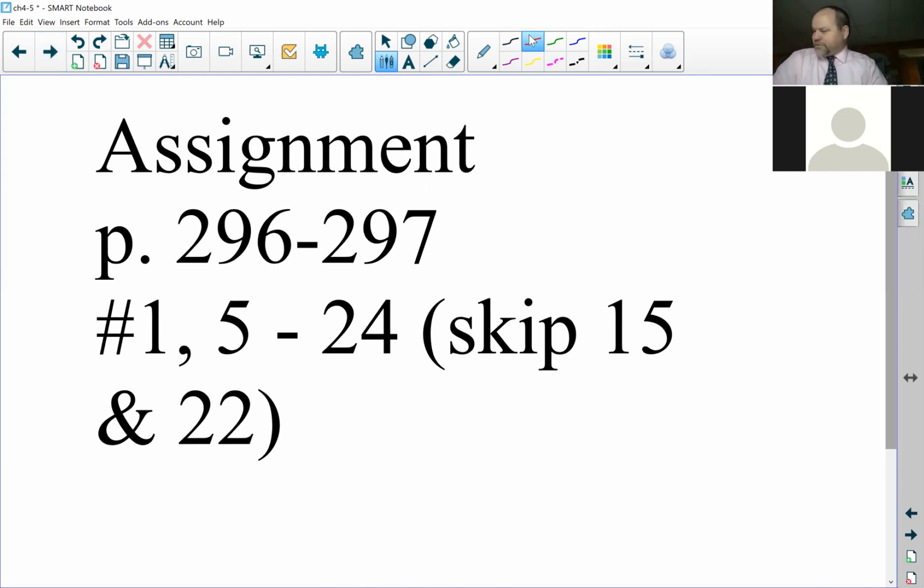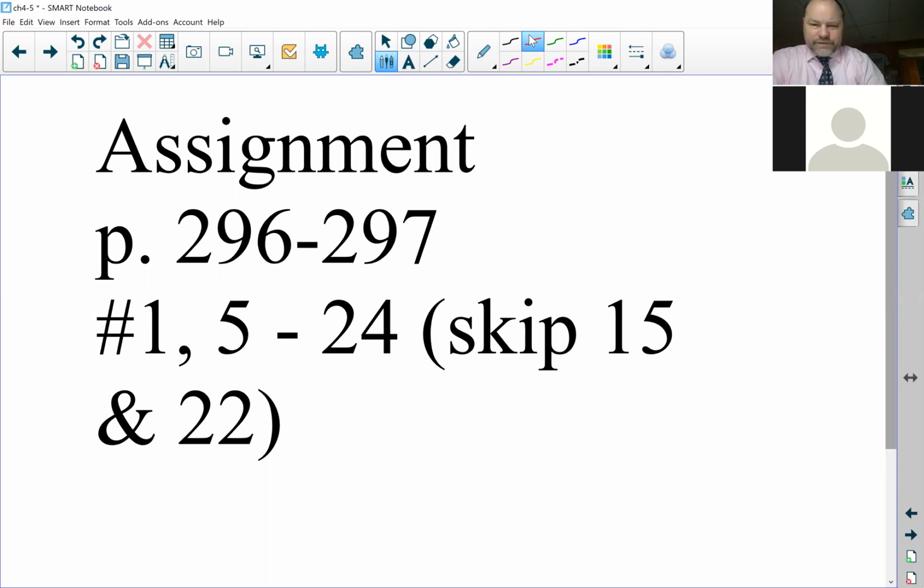So the first part of your assignment is going to be on pages 296, 297. Problem 1, and then 5 through 24, skipping 15 and 22. Those will simply be evaluating a limit, and if it's indeterminate, then using L'Hopital's rule.